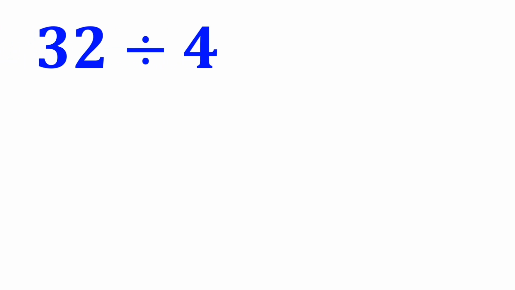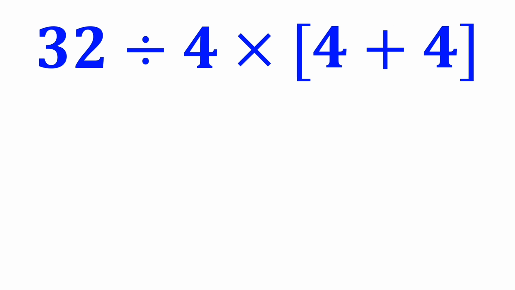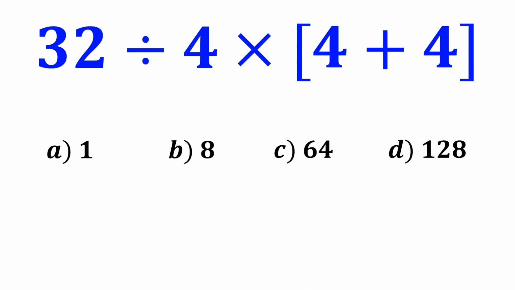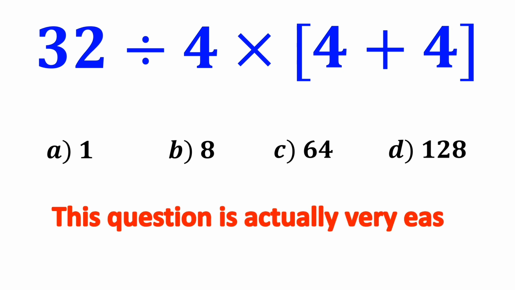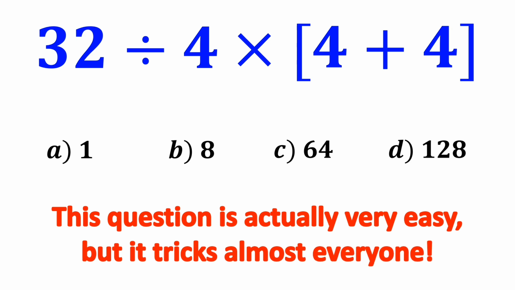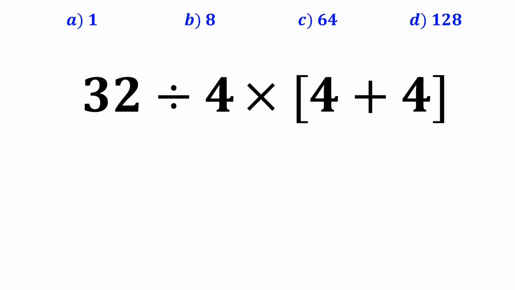What's the value of the expression 32 divided by 4 times open bracket 4 plus 4 close bracket? Which option do you think is the correct answer to this question? This question is actually very easy, but it tricks almost everyone. Let's take a closer look and solve it together.